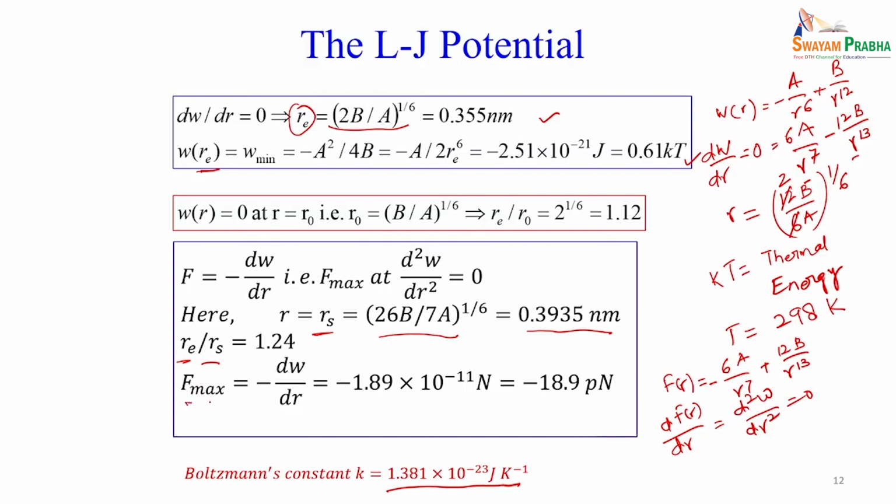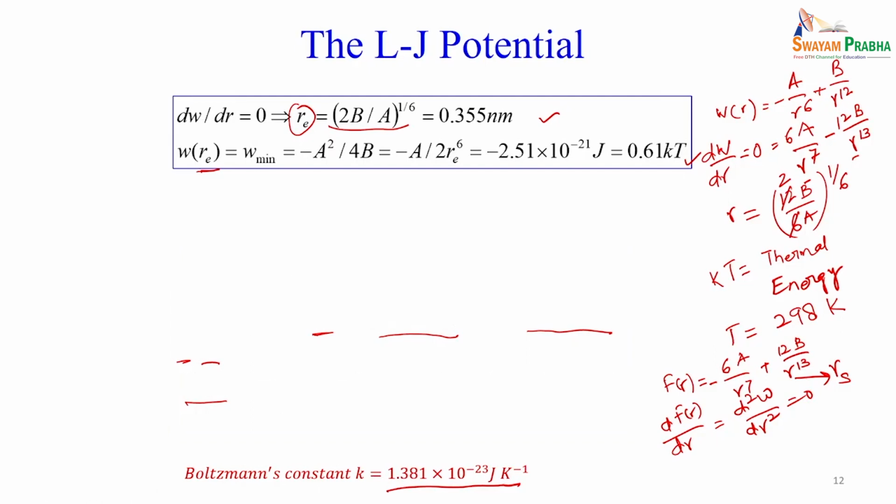So, for F max you can calculate the value of F. What you have to do here is, in place of r you have to write the value of r_s. Its value is coming out to be 1.89 into 10 to the power minus 11 Newton, or you can say 18.9 piconewton.